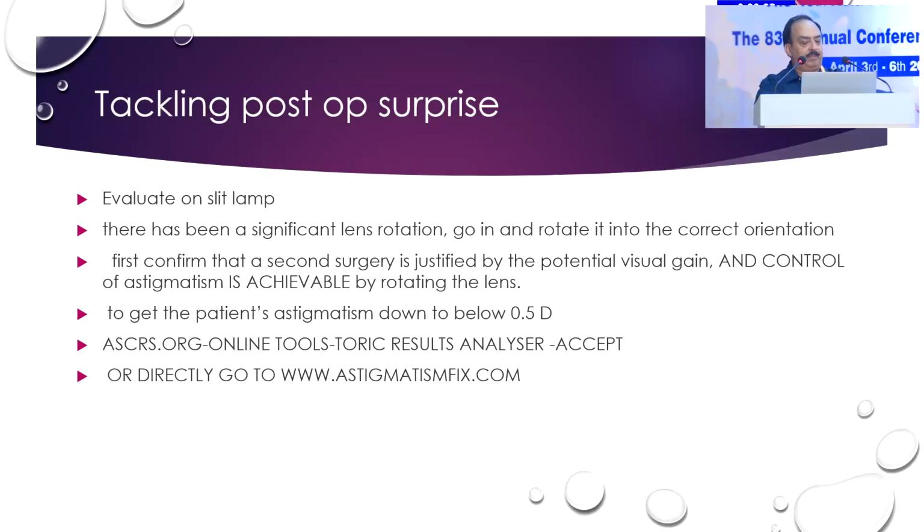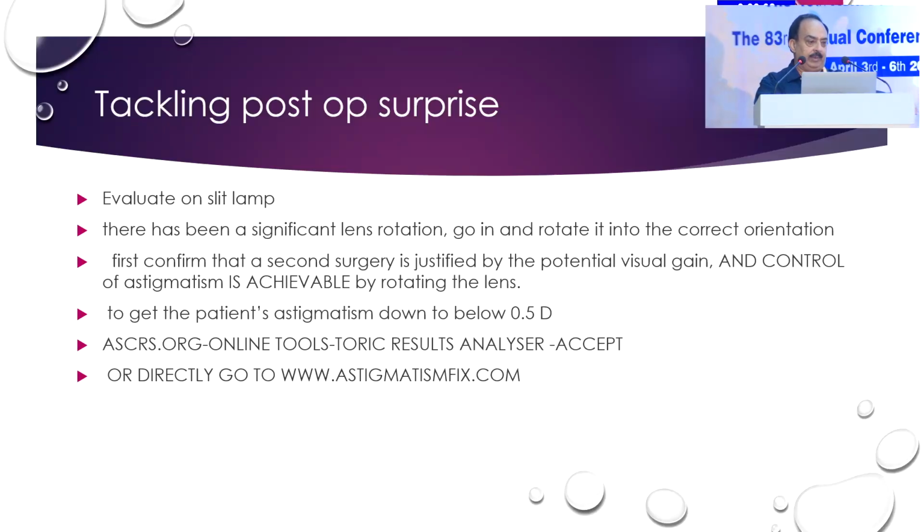Evaluate on slit lamp. If there has been a significant lens rotation, go in and rotate it. But when to rotate it? Usually the rotation occurs in the first hour. So we don't discharge the patient immediately. In toric patients, we don't put a pupillary constrictor on the table. After 1.5 to 2 hours, we see the patient.